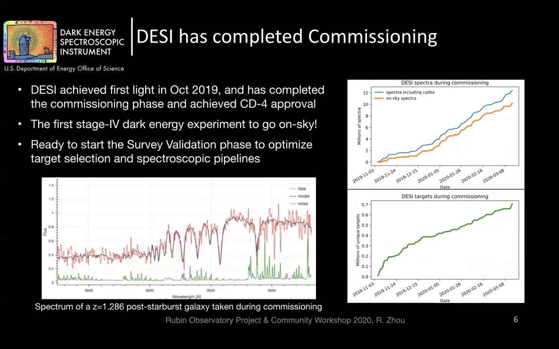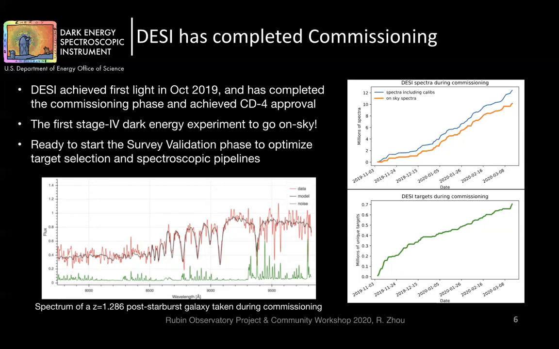In October last year, DESI achieved spectroscopic first light, and since then it has completed the commissioning phase and has been approved for CD-4. In other words, it is the first Stage IV dark energy experiment to go on sky, and we are all super excited. The figure on the right shows that DESI has been rapidly collecting spectra before the COVID shutdown.